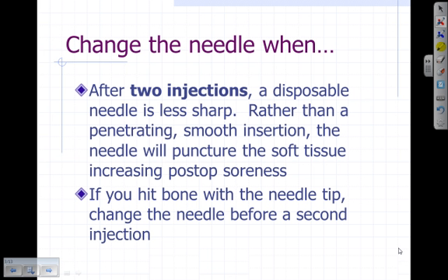So when do you change the needle? You change the needle after 2 injections. A disposable needle is less sharp, and rather than a penetrating smooth insertion, the needle will create a puncture wound within the soft tissue, increasing the possibility of soreness. If you hit the bone with the needle tip, you should change the needle. Once again, you're dulling the needle. And so 2 injections are the most. In fact, if after 2 injections you don't have the patient numb, you should call a faculty member over.